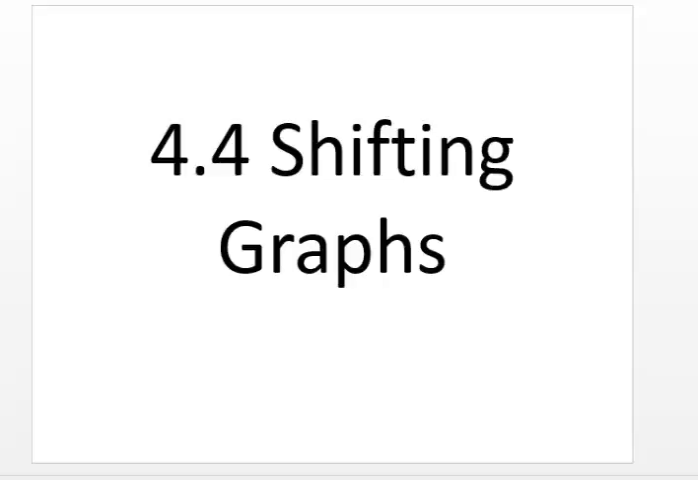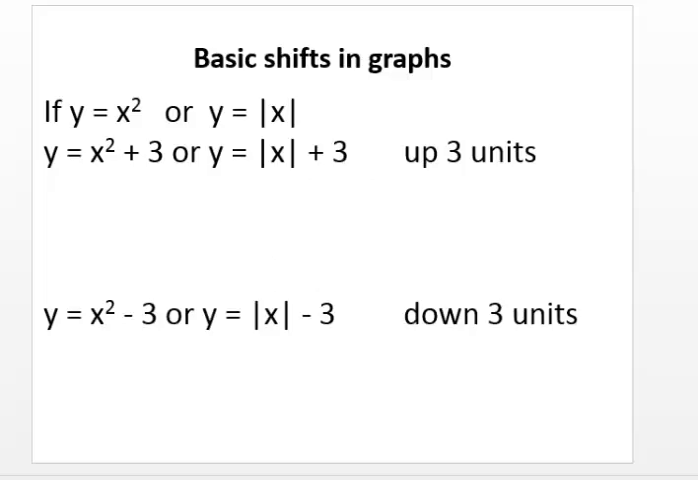Alright, today I'm going to begin talking about the basic shift in the graphs that can take place. So we've been looking at y equals x squared and y equals absolute value of x. Those are our two basic graphs that we know. We know that an x squared graph makes that parabola, that U shape, and the absolute value graph makes that V shape.